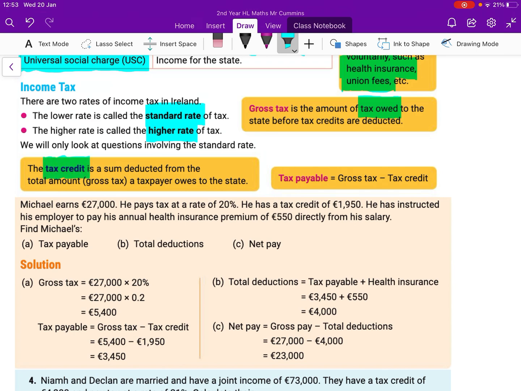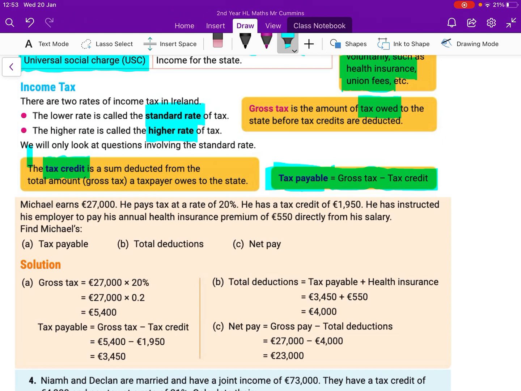Tax credits. So they'll say, right, you're going to pay 20% tax. They'll take that off your pay, but then they'll give you some back in tax credits. So this is what you're worried about here: tax payable. How much tax are they going to take? What percentage tax are they going to take, minus the tax credits that they give? And you can get tax credits for all sorts of things, medical bills and so on and so forth.